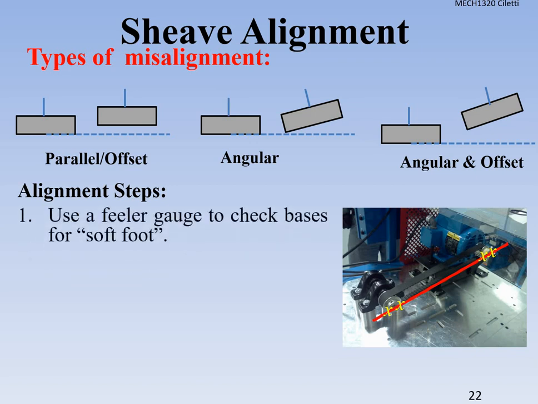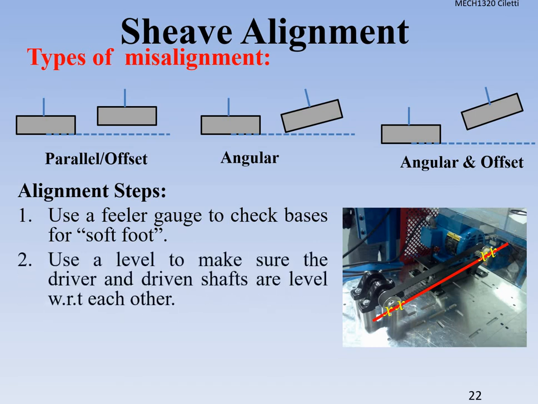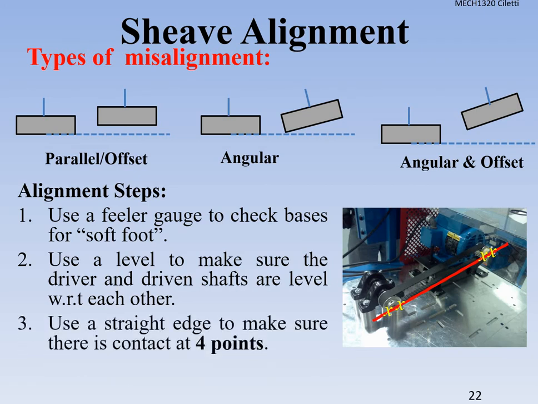All right, we want to use a feeler gauge to check the bases for soft foot. Okay, and we've already covered that in a previous lab. All right, we want to use the level to make sure the driver and the driven shafts are level with respect to each other. And then we're going to use our straight edge to make sure that there's 4 points of contact on the outside hub piece of the sheave. All right, so when you put the straight edge on the driver and the driven, it should be flat all the way across the sheave, on the driver and the driven. So that way we know that we are perfectly aligned.